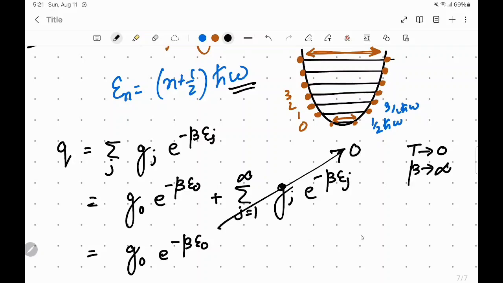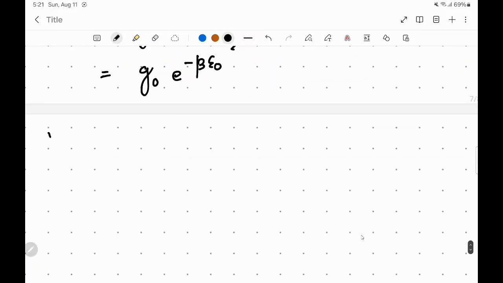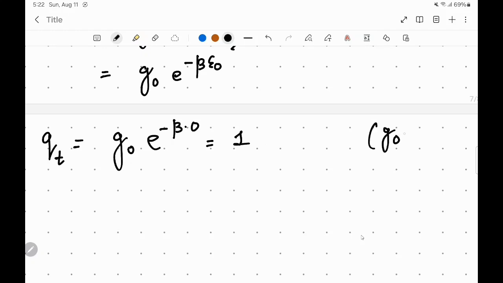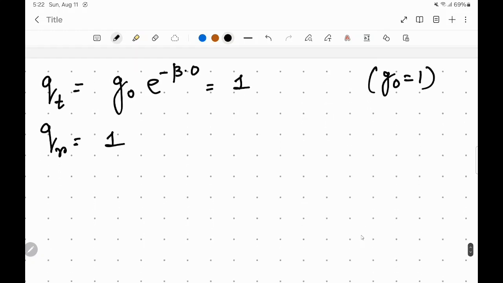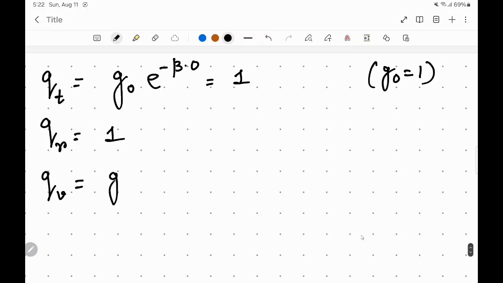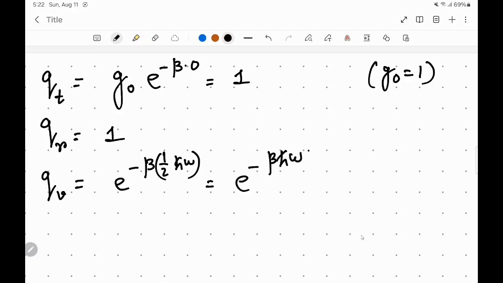Now, if you calculate for rotation, vibration, and translation, for translational it is g0 e to the power minus beta 0. So it is 1, because g0 is 1 for the translational case. Q rotational, similarly, will be 1. But if you see Q vibrational, g0 is 1, so e to the power minus beta epsilon 0. But this epsilon 0 is not 0 here, it is half h cross omega. So it is e to the power minus beta h cross omega by 2. This is Q_V.